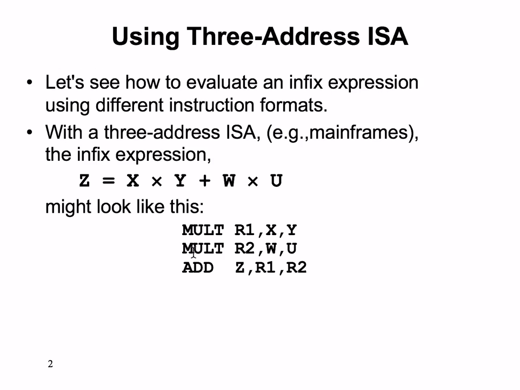The second one performs multiply r2 w u, so the multiplication of w and u is stored into the register r2. The last one is performed by add z r1 r2, which means the results in r1 and r2 are added together and stored to the variable z. So this program with the three address ISA has only three instructions.